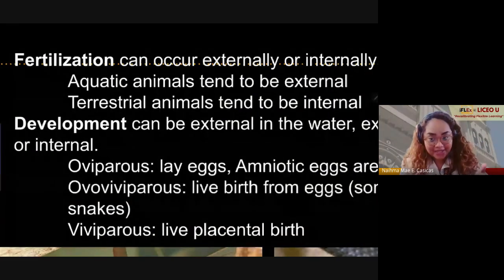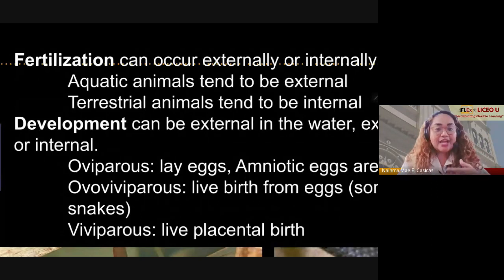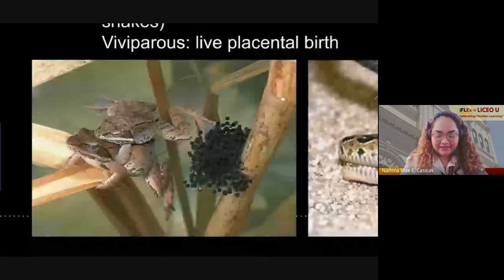While there are some animals, like your aquatic animals, that fertilize externally. For example, frogs.